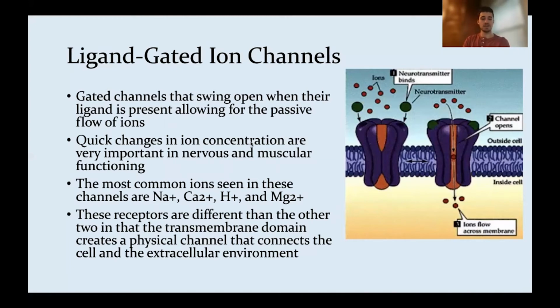So quick changes in ion concentration are very important in nervous and muscular functioning, as I'm sure you guys are all familiar with. And the most common ions that we see in these channels are usually sodium, calcium, and sometimes hydrogen ions and magnesium ions as well. And these receptors are different than the other 2 in that the transmembrane domain creates a physical channel that connects the cell and the extracellular environment, like we said before. And there are other types of ion channels, like voltage-dependent ion channels, but in terms of today's lesson, biosignaling, ligand-gated ion channels are definitely the most pertinent to this topic.